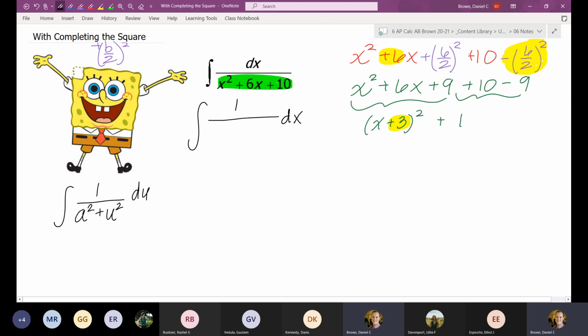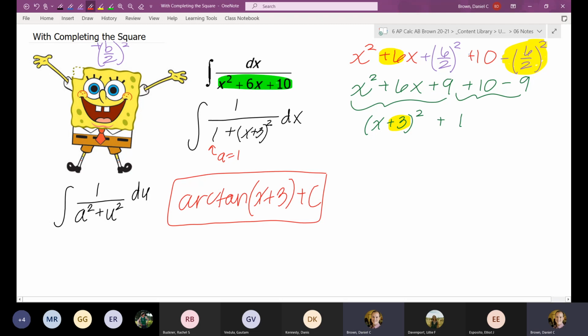That is equivalent to saying (x plus 3) squared plus 1, which now is very obviously an inverse tangent, an arctangent rule. Technically I have to think about u-substitution, but the derivative of x plus 3 is just 1, so it's not really going to matter. It is arctangent. The a value is also technically 1, so we're not going to have a lot of coefficients for this one. So this answer is just going to be the arctangent of u over 1, plus c.